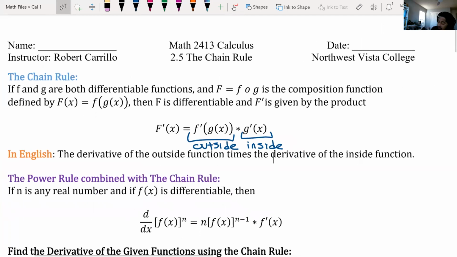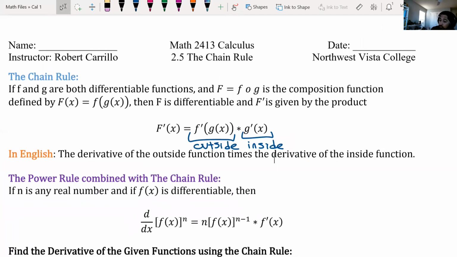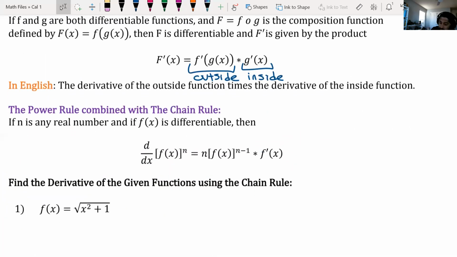And now we can actually combine the power rule with the chain rule. So if n is any real number and f of x is differentiable, then the derivative of f of x to the nth power is going to be n times f of x to the n minus 1. Again, still following the same rules above. This is still the derivative of the outside times the derivative of the inside function. Okay, so let's go ahead and try it.